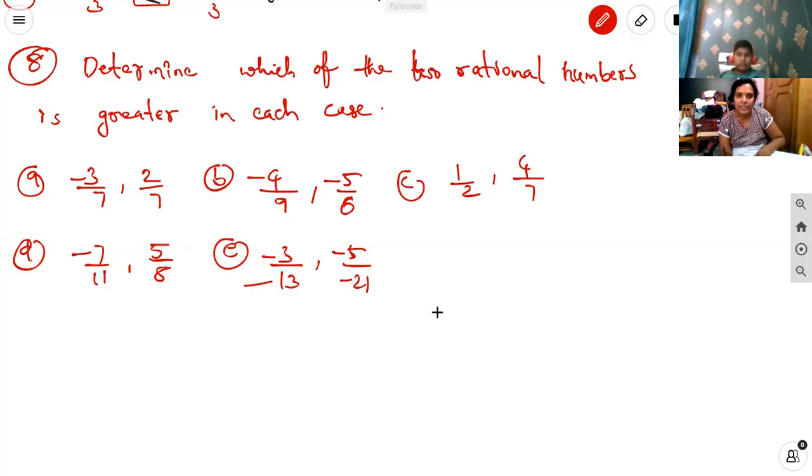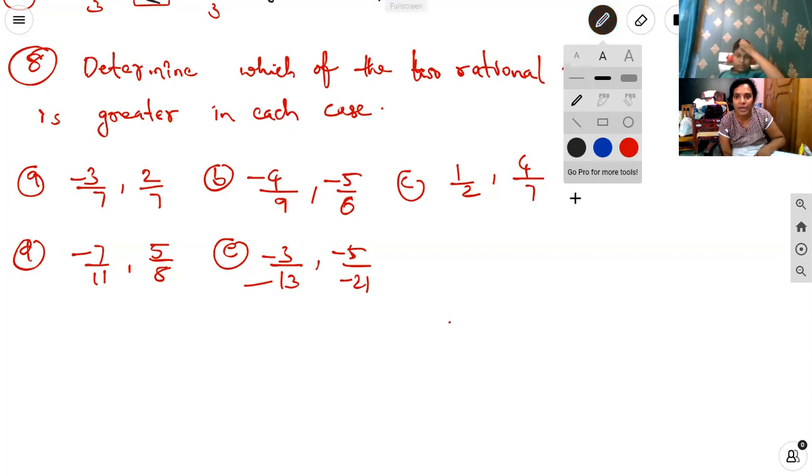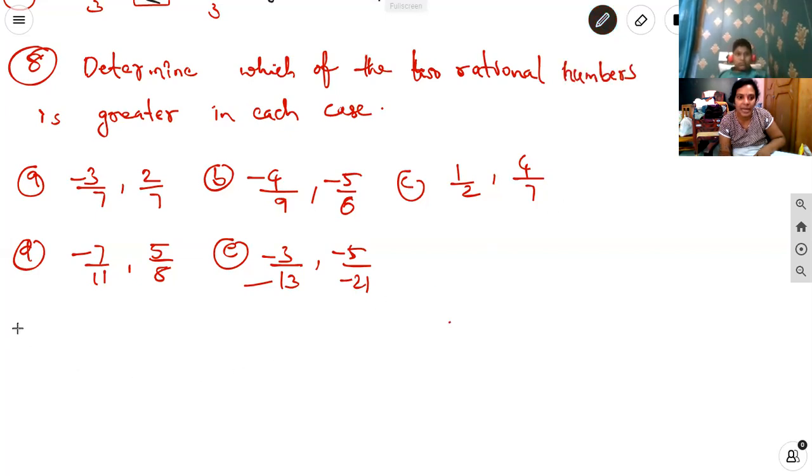Eighth bit, determine which of the two rational numbers is greater in each case. In this case, observe whether the given numbers are like fractions or unlike fractions. Like fractions means the denominators are the same. If the denominators are not the same, those are called unlike fractions. In like fractions, it is easy to identify which one is greater.